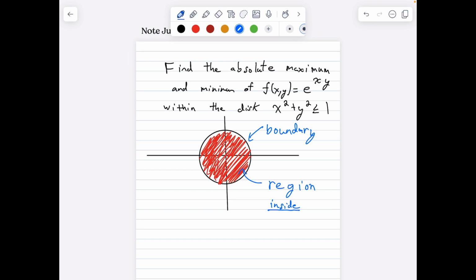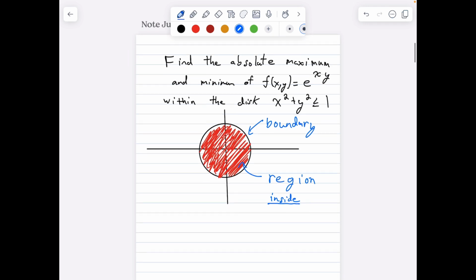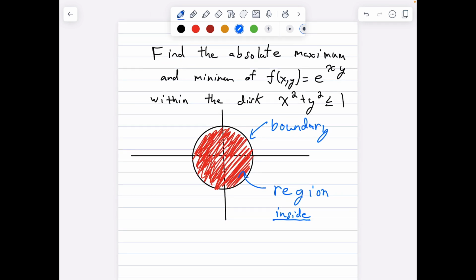So for the first one, I have: find the absolute maximum and minimum of f(x,y) = e^(xy) within the disk x² + y² ≤ 1. So typically what we do is we treat this in two parts. You have your region and you have your boundary, or your border, whatever you want to call it or think about it.